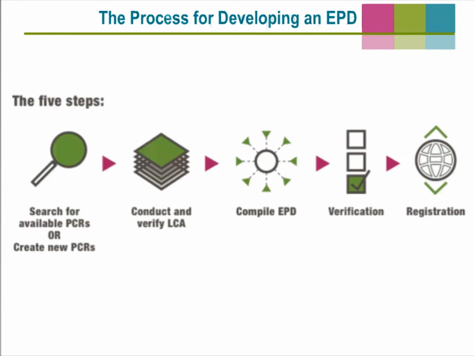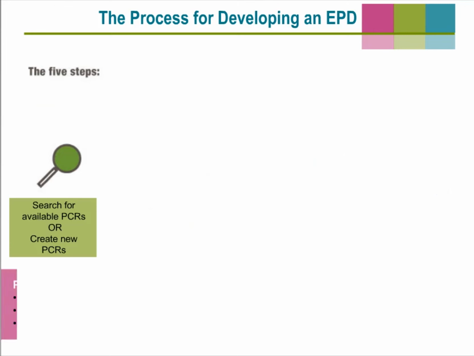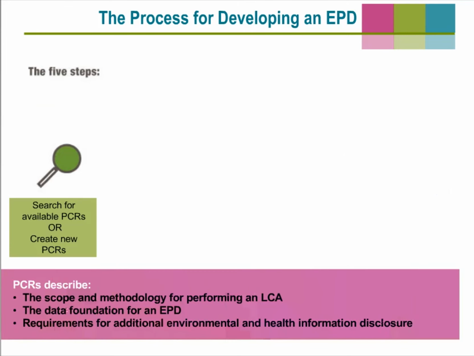There are 5 steps involved in the creation of an ISO-compliant environmental product declaration. First, select the appropriate product category rule. PCRs describe the scope and methodology for performing an LCA. They form the data foundation for an environmental product declaration and provide detailed requirements for additional environmental and health information disclosure.